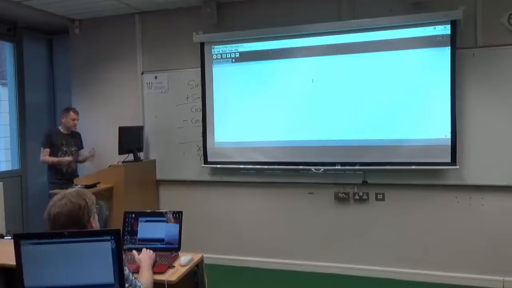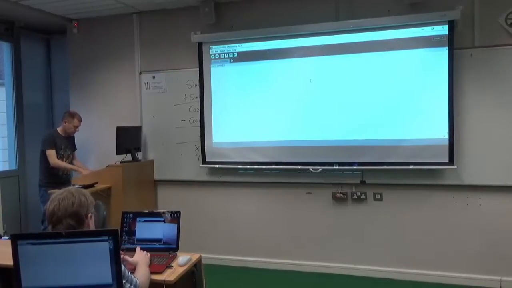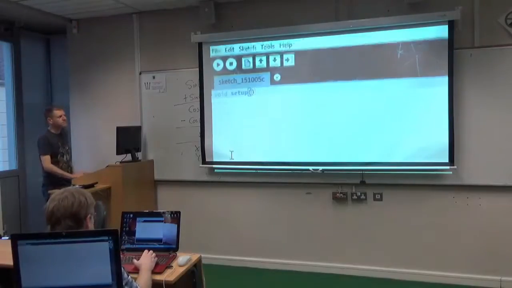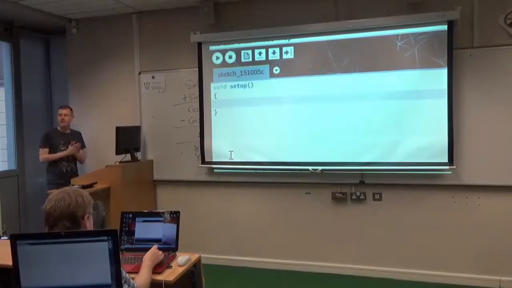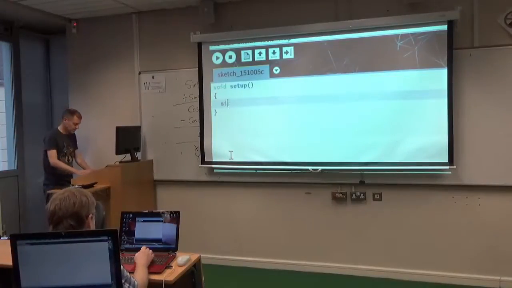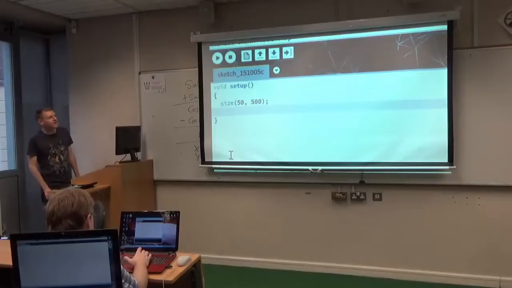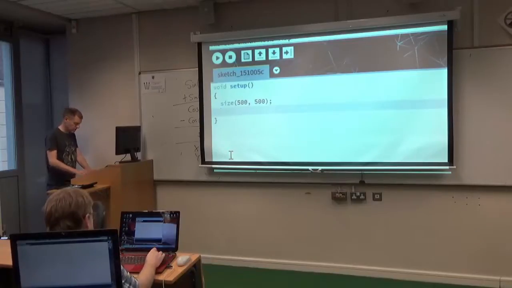Blank sketch. What's the first thing we put in? Void setup. I'll zoom in so we can see it a bit better. Void setup. Let's make our screen of size 500 by 500. What's the method we use? Size. I want the background of the screen to be all black. 0. So I go background.